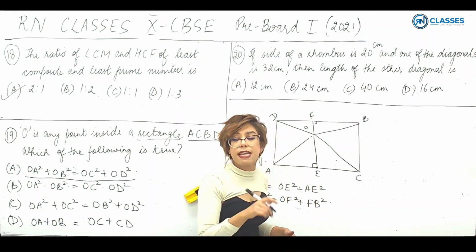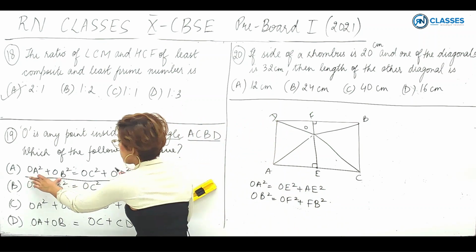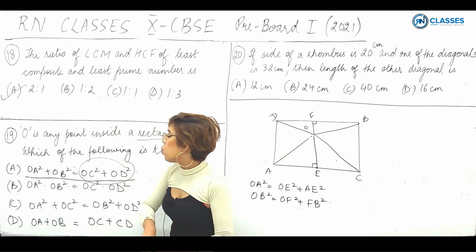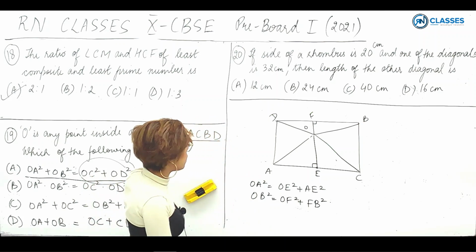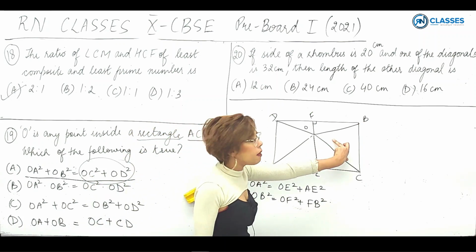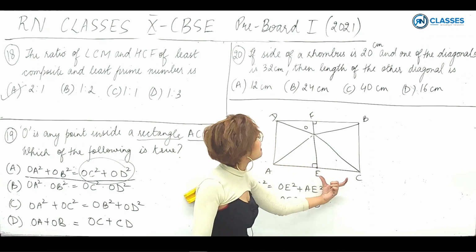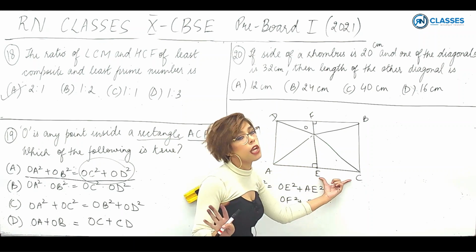Now, I need to see whether this left hand side is equal to the right hand side or not. So, OC square, देखें, OC square बनेगा क्या? OC square यहाँ पे है. That means somehow OE square plus EC square है, ये मुझे check करना है.